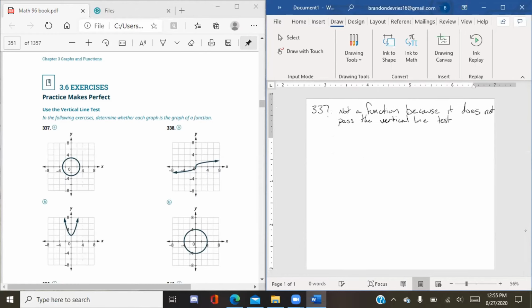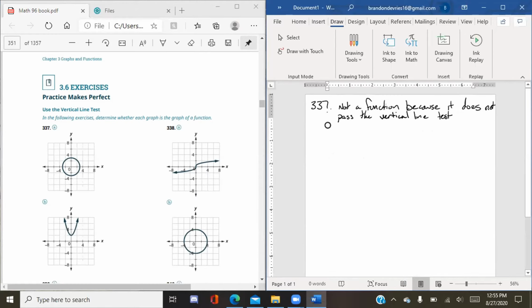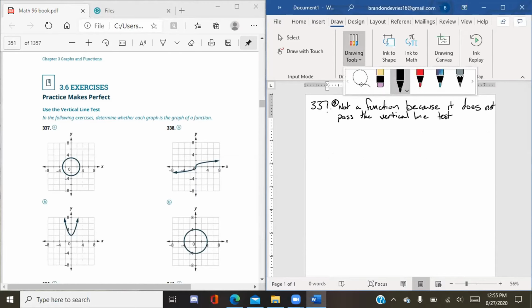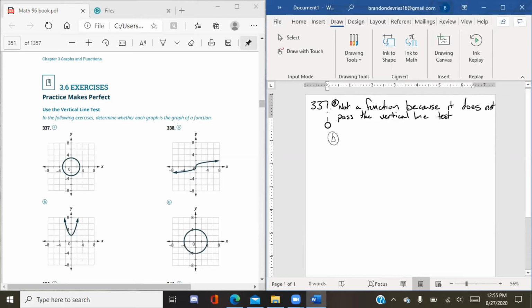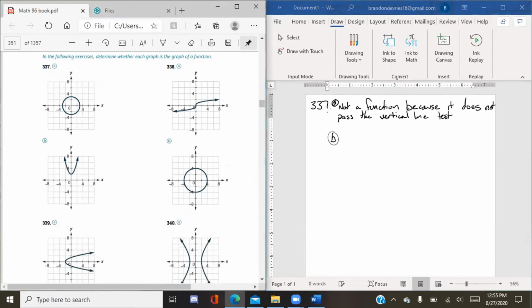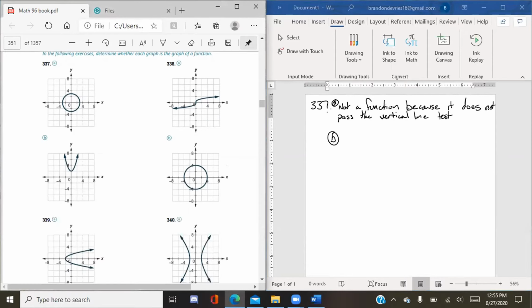Okay, I guess that'll work. So now we're doing 339. No, because there's A and B in 337. Oh yeah, so let's do A, then B. So that one is a function, because it passed it.